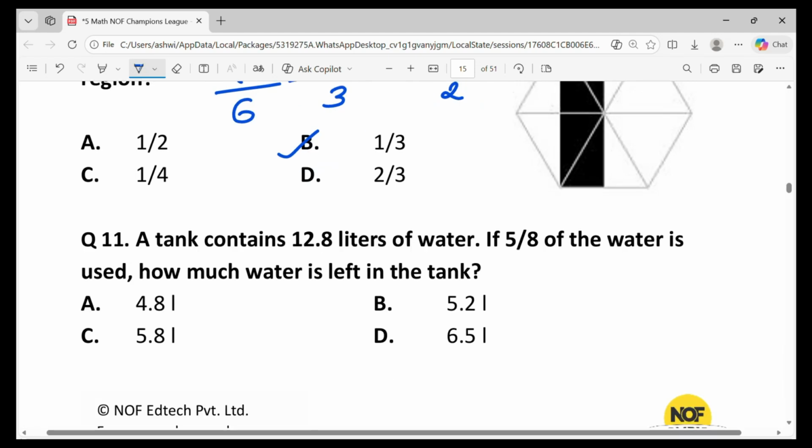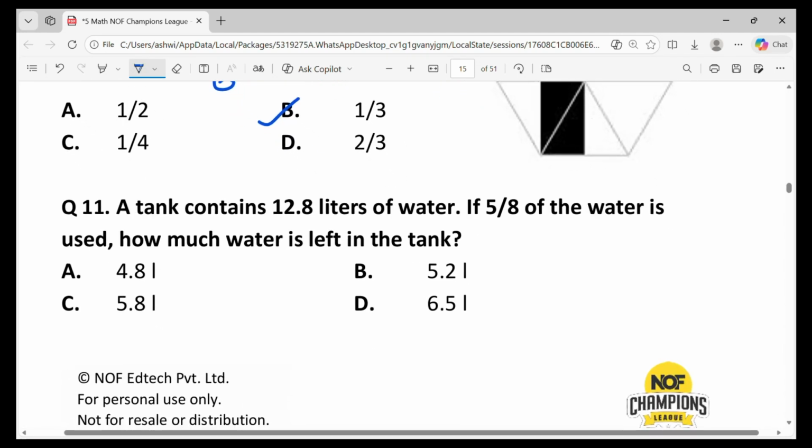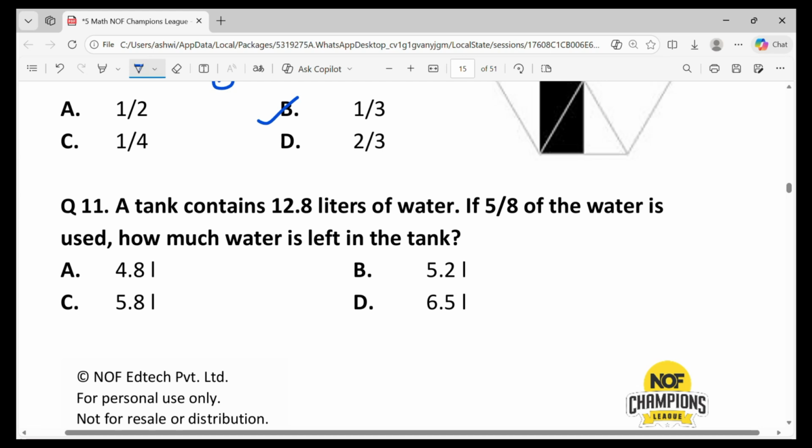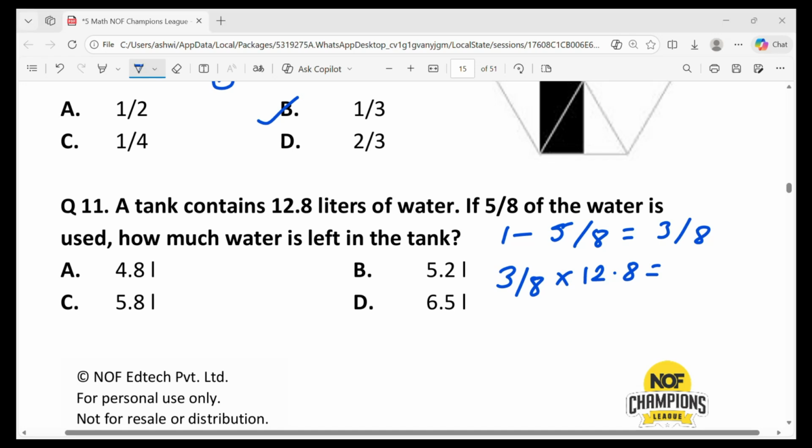Question 11. A tank contains 12.8 liters of water. If 5 by 8 of the water is used, how much water is left in the tank? The fraction of water left is 1, that is whole, minus 5 by 8, that is equal to 3 by 8. So the amount of water left will be 3 by 8 into 12.8, that is equal to 4.8. That is option A.